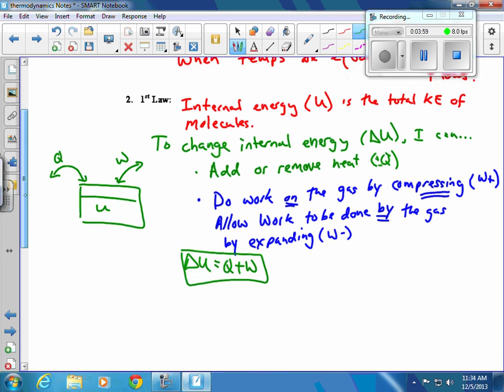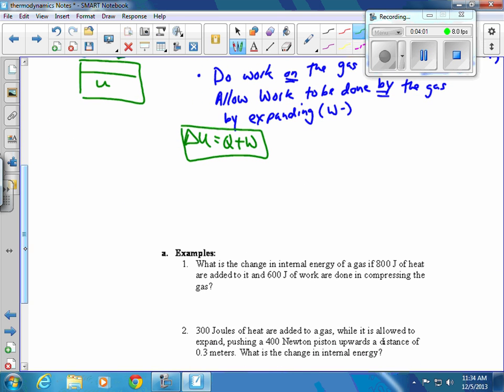Now, this first example is going to be pretty straightforward, and to tell you the truth, if you can do this, there are problems like this on the AP exam. Now, I always have to identify what I'm looking for. That's the first most important thing. So what is the change in internal energy? Change is delta, and internal energy is U, so I'm looking for delta U. 800 joules of heat are added. Heat is Q, so this is Q. And when it says heat is added, that means it's going to be positive.